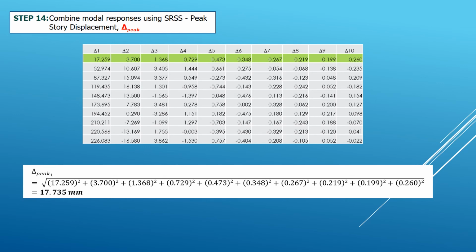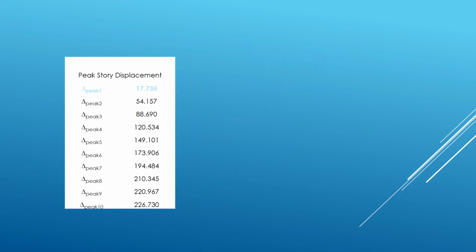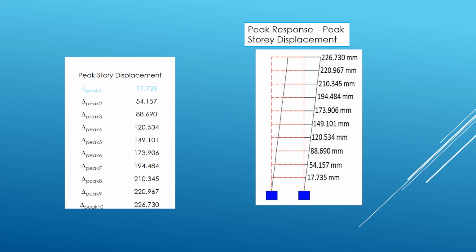So, para makuha naman natin si delta peak 2 to delta peak 10, same process lang yung ating gagawin. So, ito yung lahat na result for every peak. Ito yung kanyang peak story displacement. So, ito naman yung kanyang figure for peak response, peak story displacement.